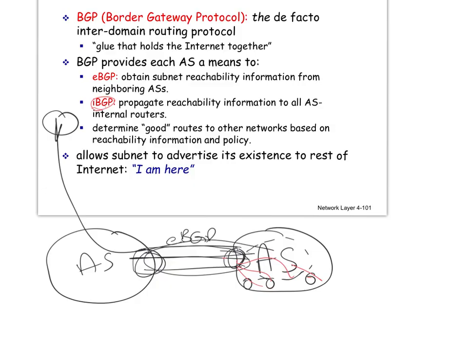Based on this information, we determine the good routes to other networks based on reachability information and policy. And as we see, what is the sequence now when we have certain policies and we have also other metrics related to shortest path? So which one dominates? What is the procedure if we were to have a policy and also shortest path?